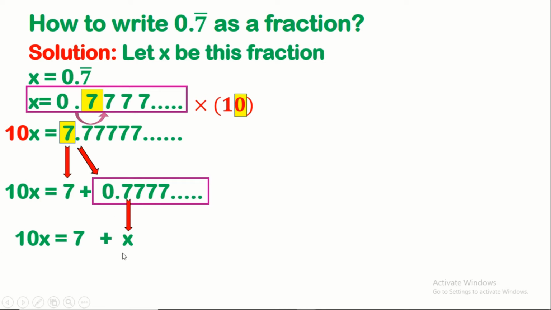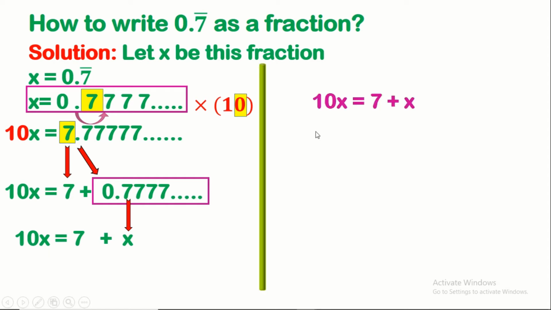Now it's just an equation. We can solve it to know the value of x. So 10x equals 7 plus x. Now we just move x to the other side of the equation. Plus x becomes minus x. So it's 10x minus x equals 7. Now we just subtract them as if it's 10x minus 1x. So it will be 9x equals 7.